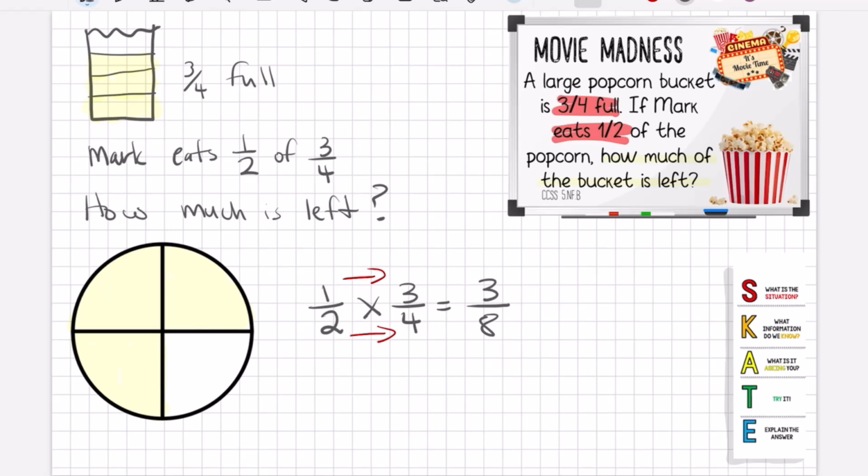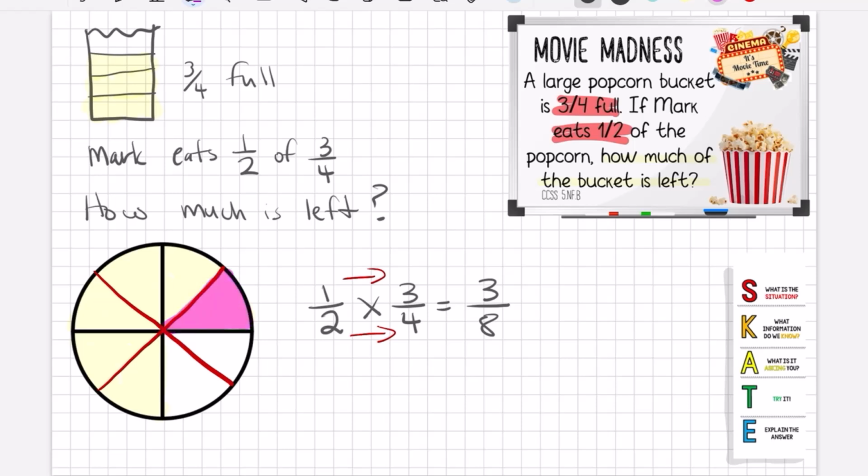But it didn't ask us how much he ate. It asked how much is left. I need to figure out if I have that answer already. But I'm going to go back to my diagram to help me out. I'm going to try and cut this into 8ths. In order to do it neatly, I'm going to put 2 lines across. And I just checked. There are 8 sections and they're all equal. I counted to make sure there were 8. Fourths are pretty easy to cut into 8ths.